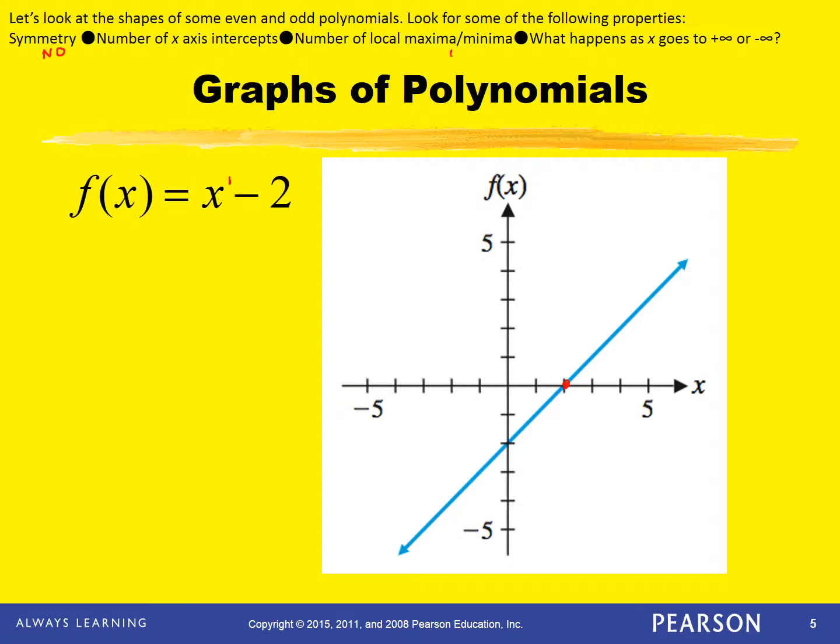What happens as x goes to infinity or negative infinity? Well, of course, this arrow indicates that the graph goes infinitely up and to the right, so as x goes to infinity, f of x goes to infinity. And as x goes to negative infinity, f of x goes to, well, as we go infinitely to the left, we've got an arrow here indicating that the graph goes infinitely down. So f of x goes to negative infinity.